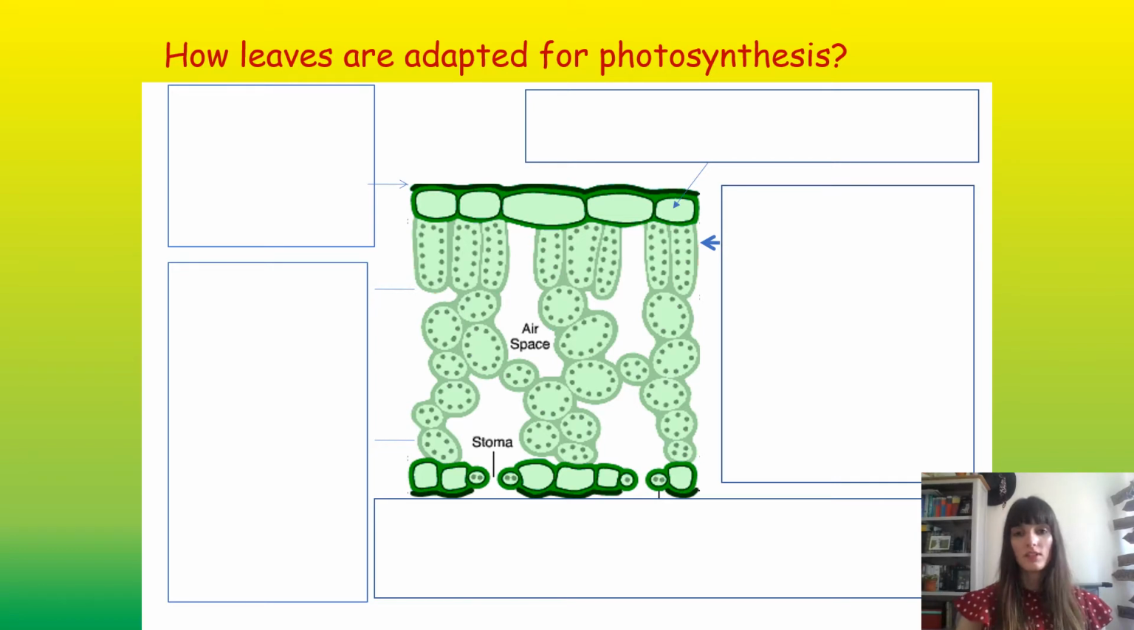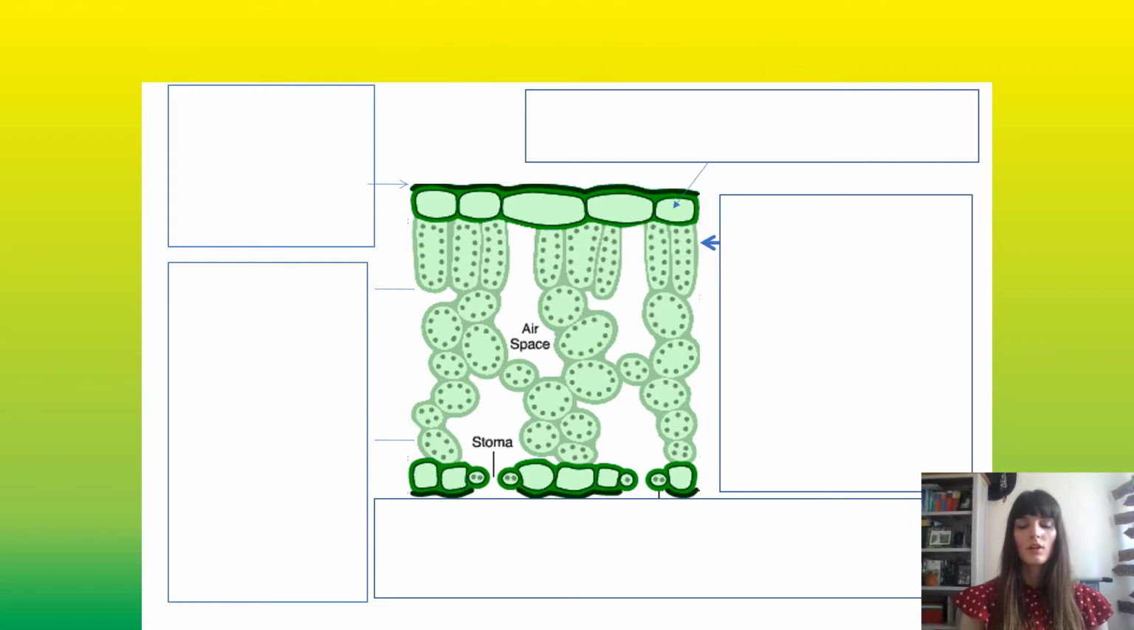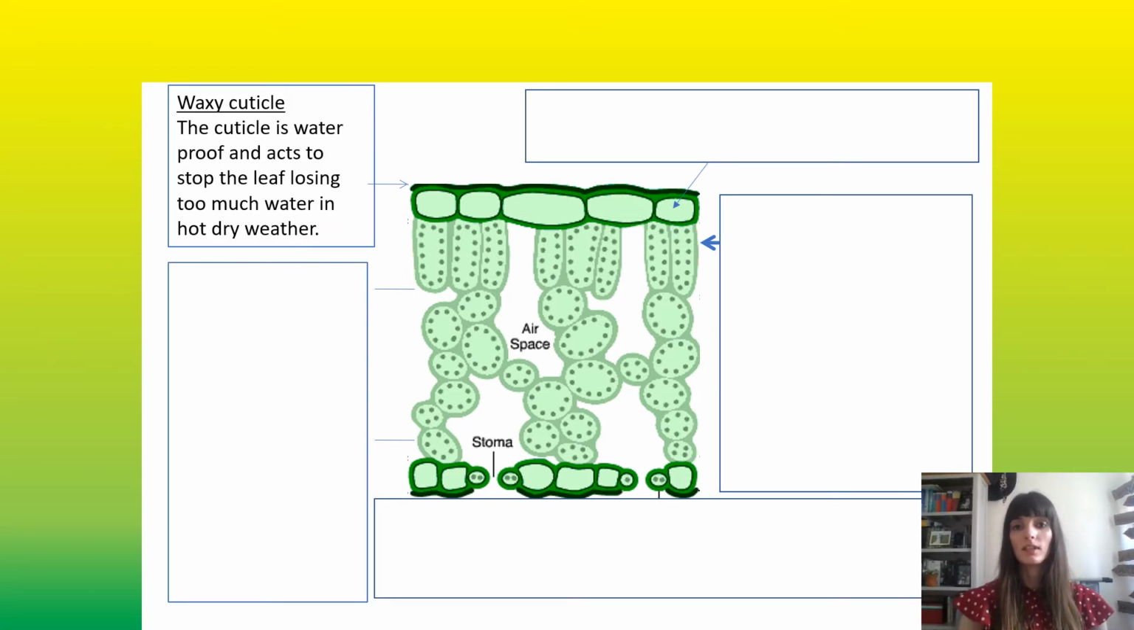I'd like you to pause the video and to draw a rough idea of this diagram and leave lots of space around it so you can add the labels and what they do. So we're going to start off with the waxy cuticle. Now leaves are often shiny, especially on the upper side, and this is because they're covered in a layer of waxy material called the cuticle. The cuticle is waterproof and it acts to stop the leaf losing too much water in hot, dry weather.